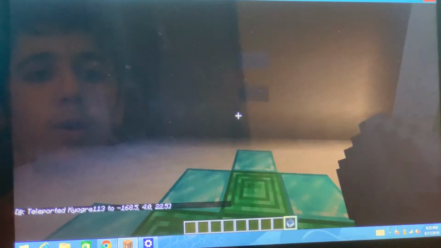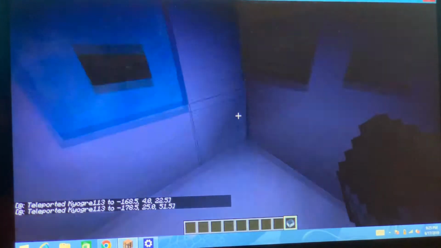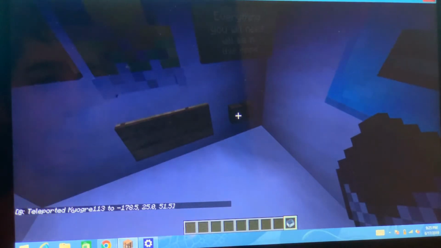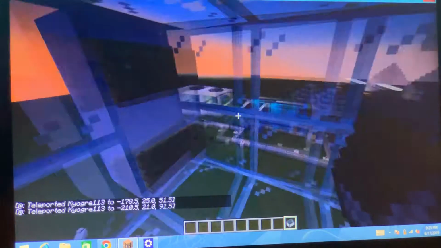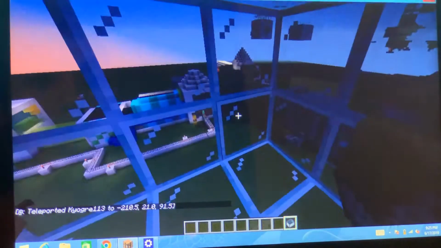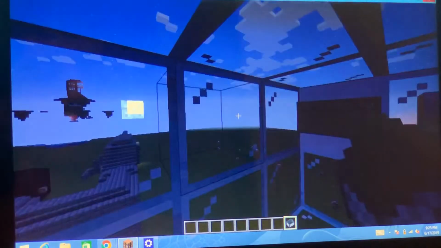So there we have all of our examples, and now we are almost done with the map. All we have to do is press this button when done, and we are teleported to a glass box that shows everything, how the map was built, and the command blocks for teleportation.